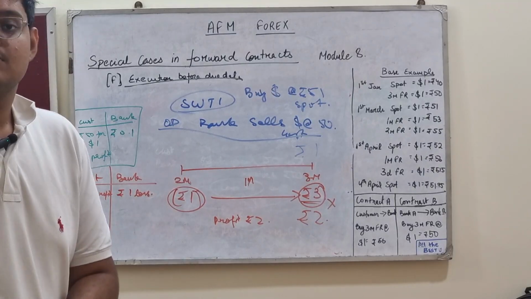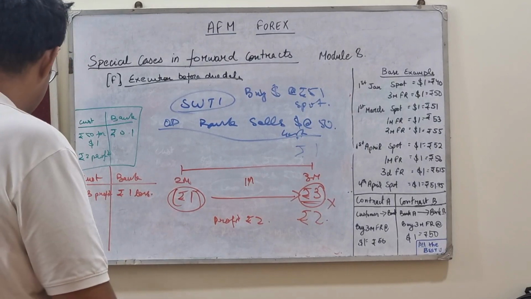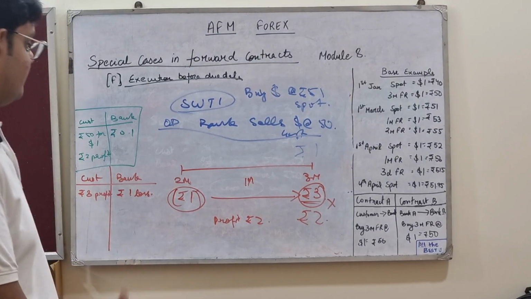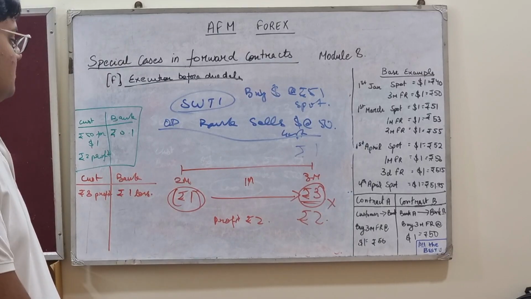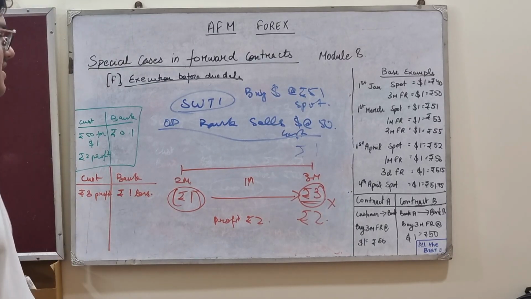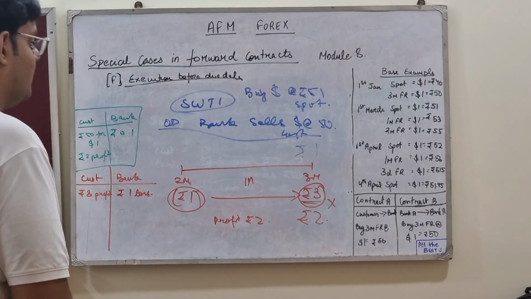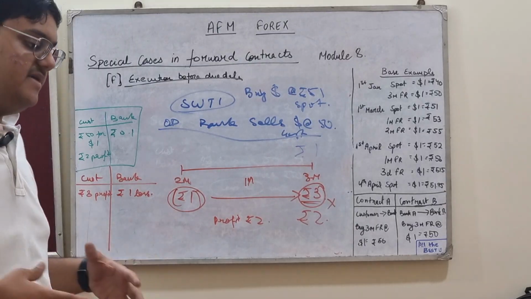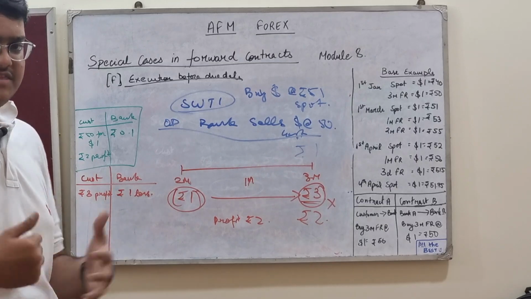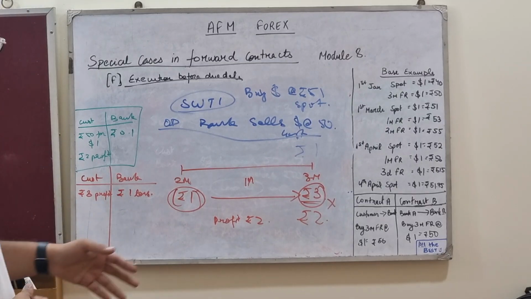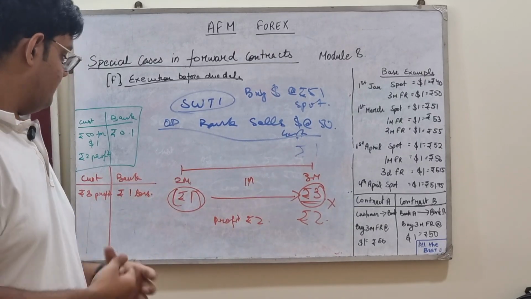Got it? It's as simple as that. That's the logic behind it. So the bank basically is cancelling the original contract A and making the customer buy it on the due date. That's the entire concept behind it. But there are three rules that we need to follow, and the three rules make it a bit complicated.